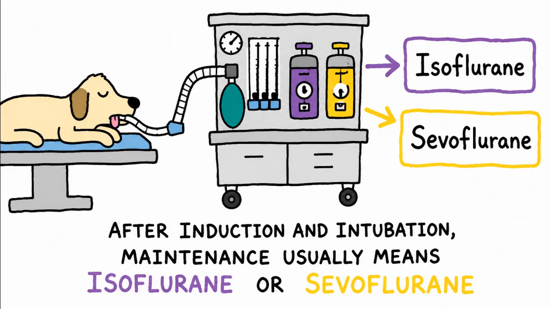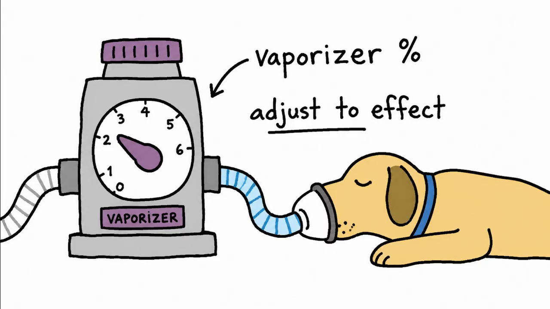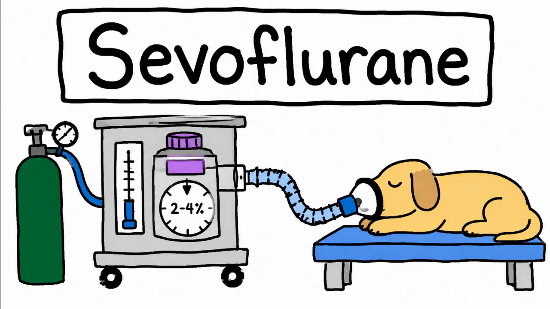After induction and intubation, maintenance usually means isoflurane or sevoflurane. These are inhalant anesthetics, so they are not dosed in milligrams per kilogram. They are delivered as vaporizer percentages and adjusted to effect. Isoflurane is commonly maintained around 1 to 2.5% in oxygen depending on the patient, procedure, and premedication. Sevoflurane is often maintained around 2 to 4%.